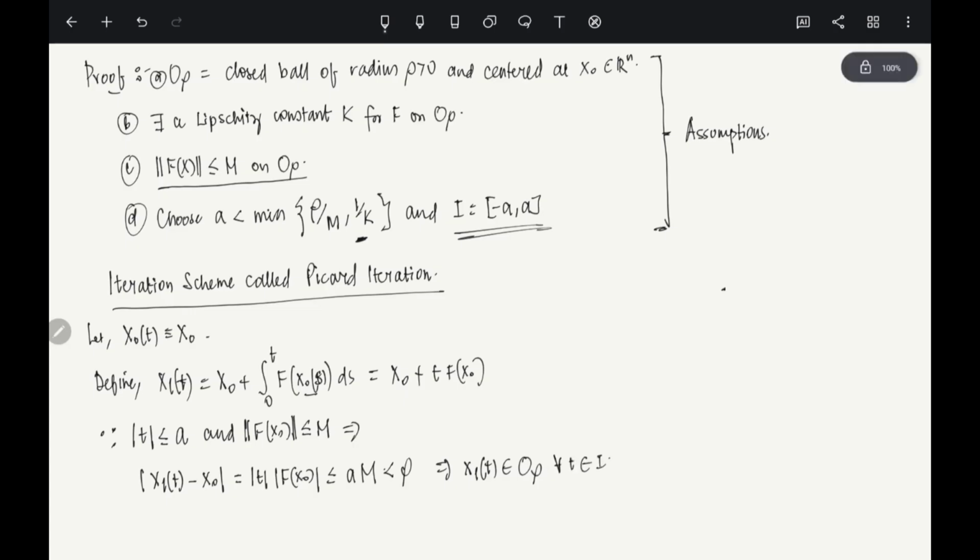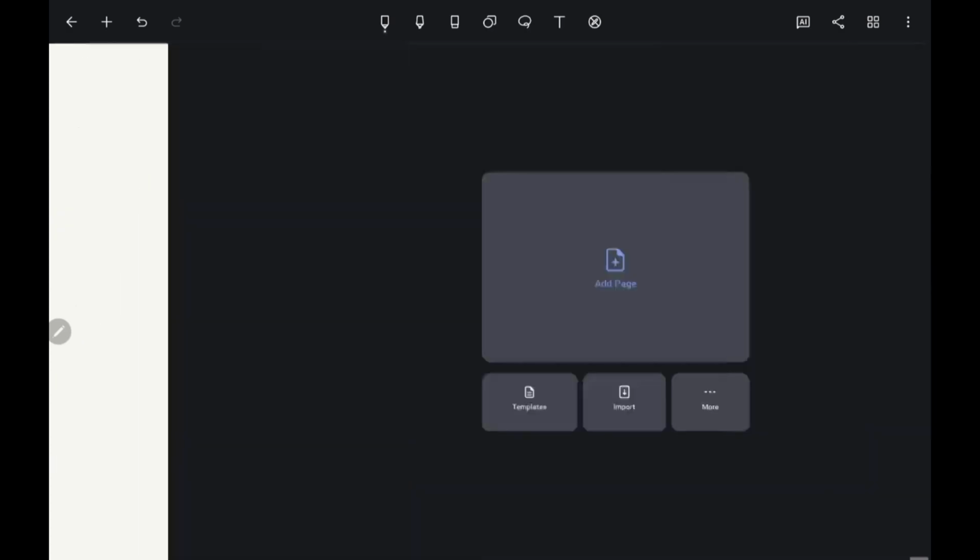See, x naught is a vector, and O rho is a closed ball centered at x naught. The iterate which we are finding is such that at all time t, x1 is always in that neighborhood. And not only x1, we want all our xn's to be in that neighborhood.